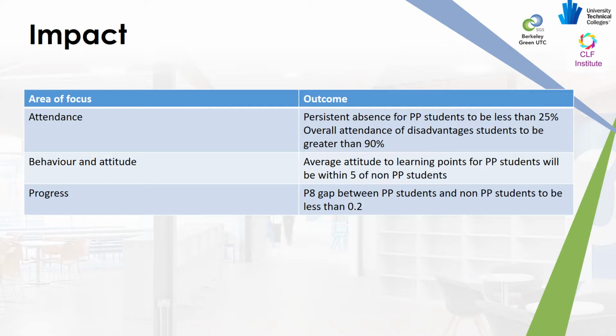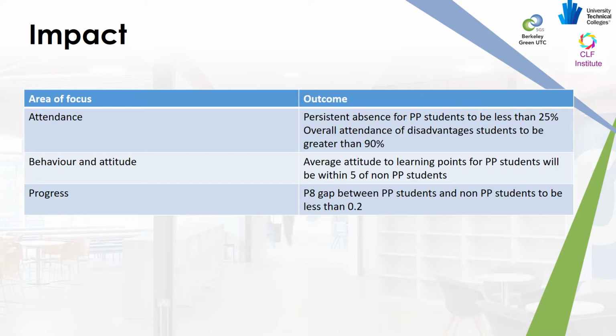Persistent absence for pupil premium students will dramatically decrease, and our overall attendance for disadvantaged students will be greater than 90%. Our behaviour and attitude to learning points will be far closer. At the moment, the averages are too far apart, so they'll be within 5 points, the disadvantaged students and the non-disadvantaged. And on the Progress 8 measure, the gap between the pupil premium students and non-pupil premium students will be less than 0.2.